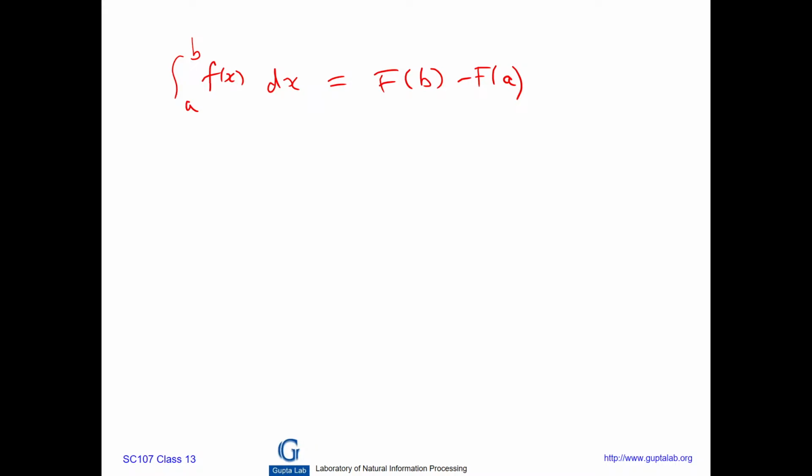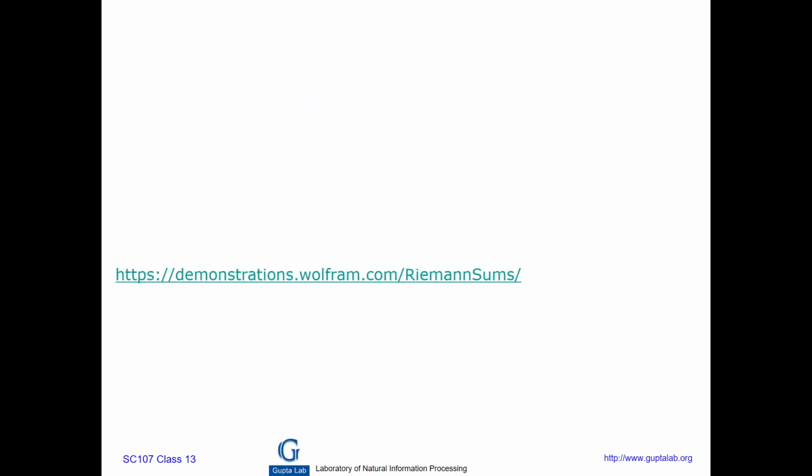Similarly, we have another demonstration. If you install Wolfram Media Player, which is free, these demonstrations are available freely on the website, so you can see them. You can install that and watch it. It's a very useful software, Wolfram Alpha or Wolfram Media Player. You can use it on your mobile also.